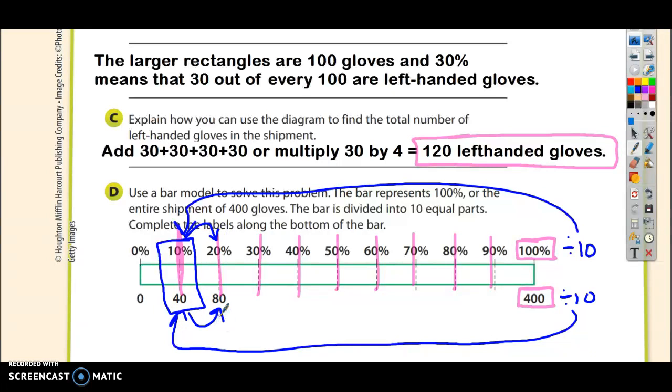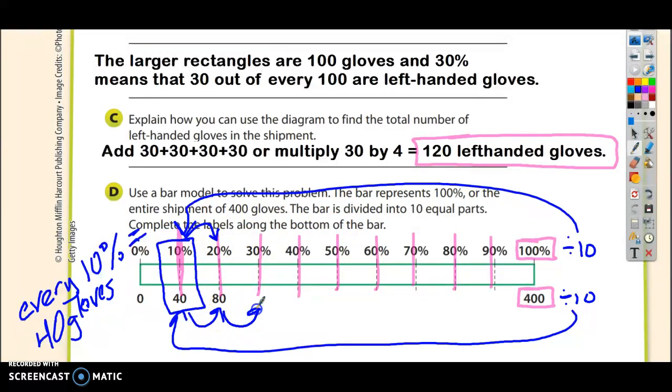So the conclusion you can draw here is that every 10% is equal to 40 gloves. So as you increase by 10%, you increase it by 40 gloves. So 10, 20, 30, 40, 50. Well, as you increase by 10%, you increase by 40 gloves. So 40, 80, this is going to be 120. Now we already knew that. We already answered 120 because we found it a different way. But we really should just do the whole bottom of the bar.